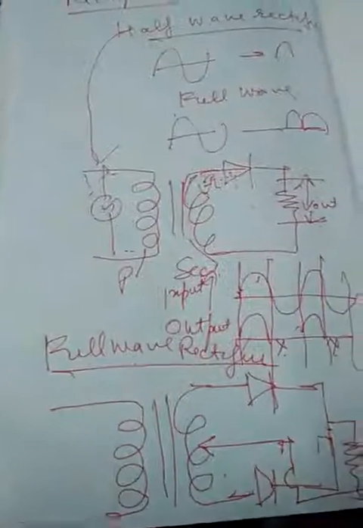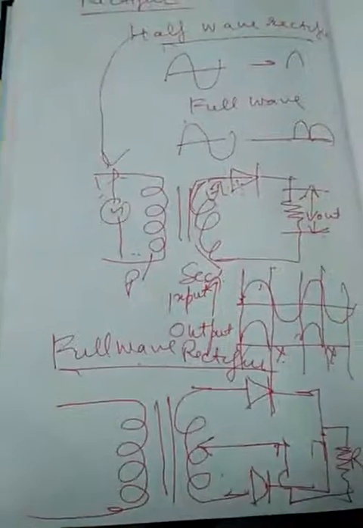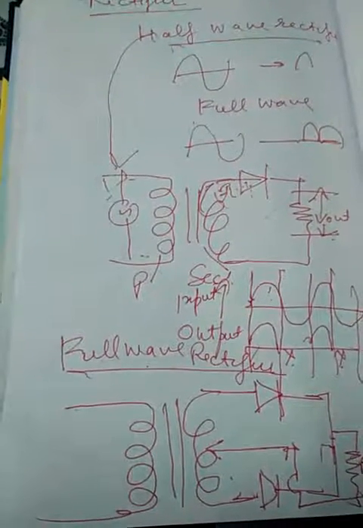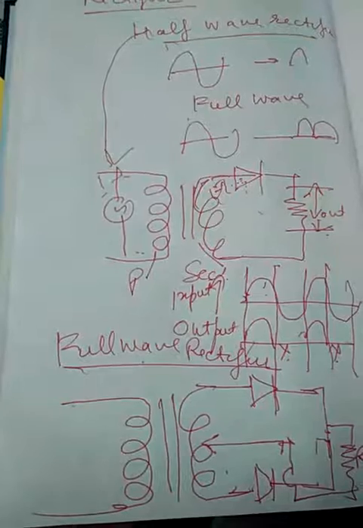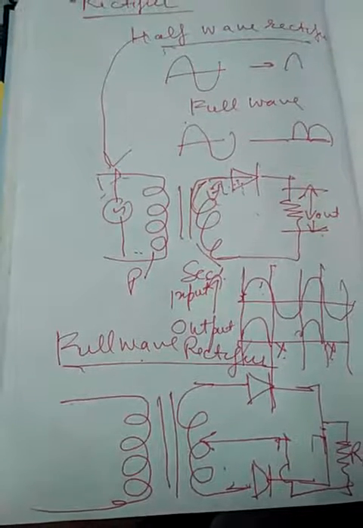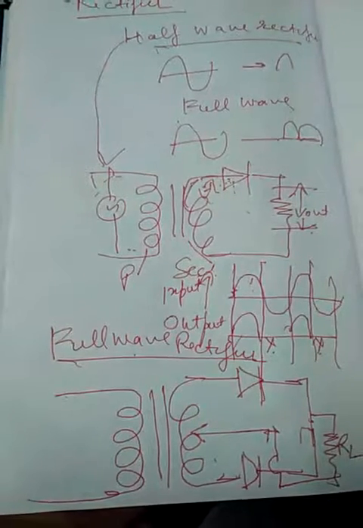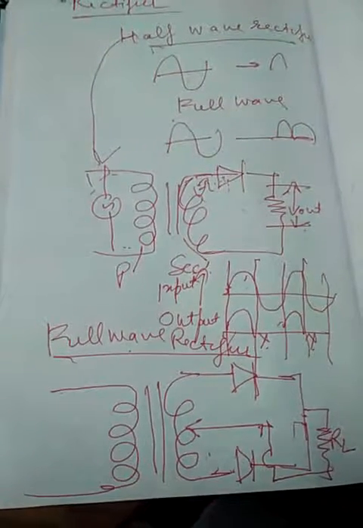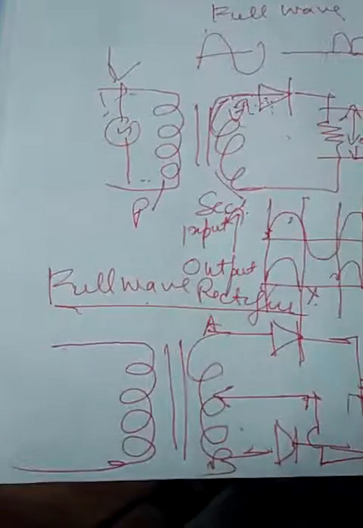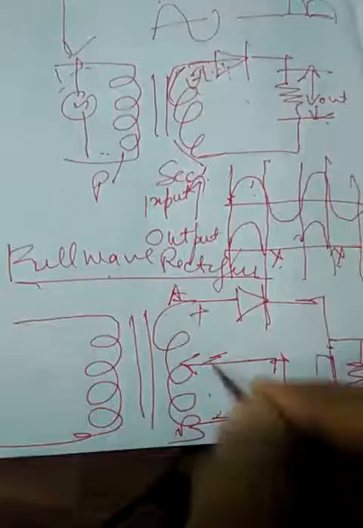Now in the center tapped rectifier, as soon as the AC is switched on, the ends A and B become positive and negative. Which end becomes positive and which negative? During the positive half cycle, end A becomes positive. Now this is the end A and this is the end B. As soon as the supply comes, at a time only one end will be positive while the other is negative, and then it reverses.